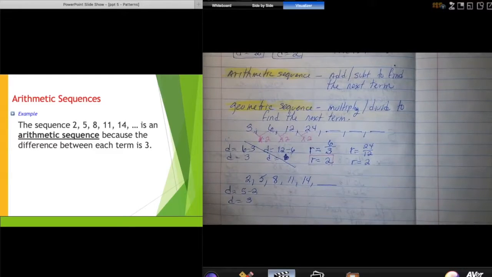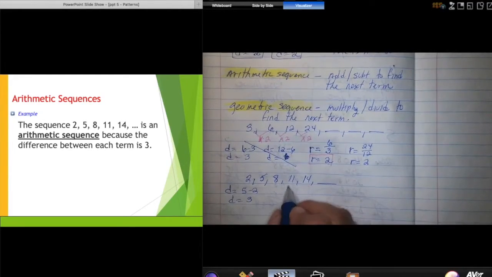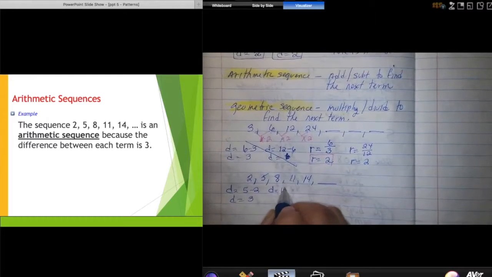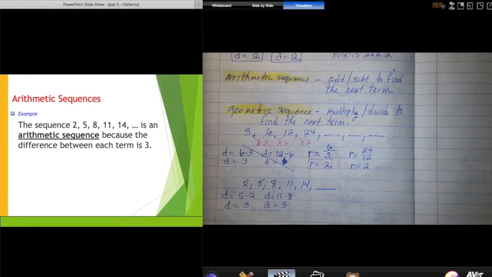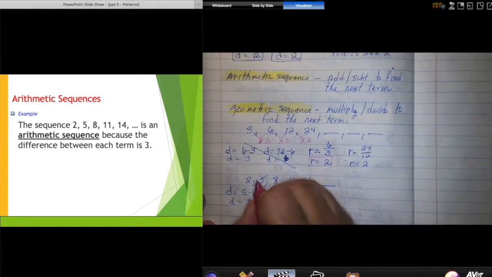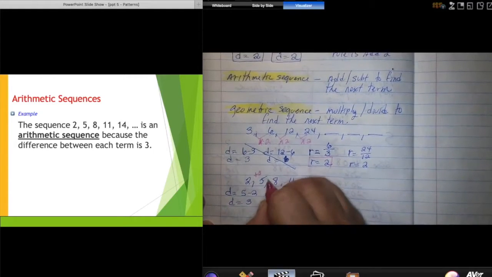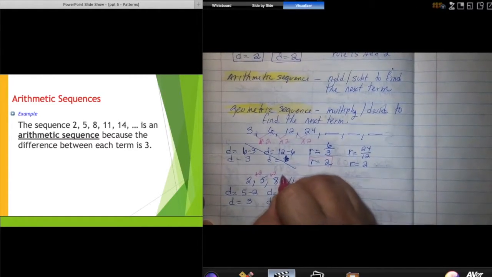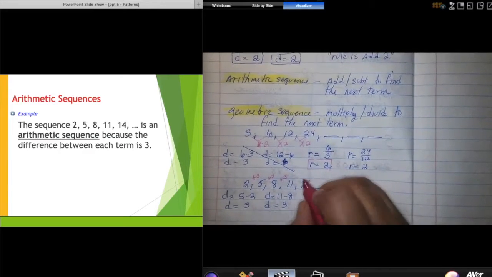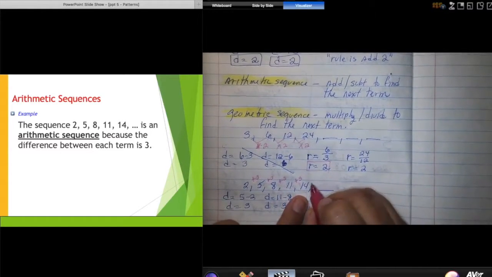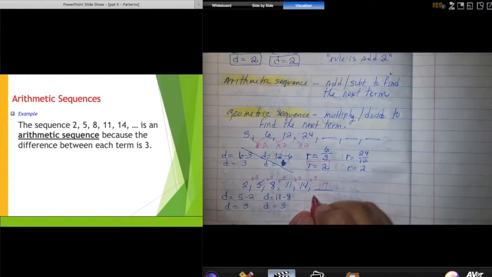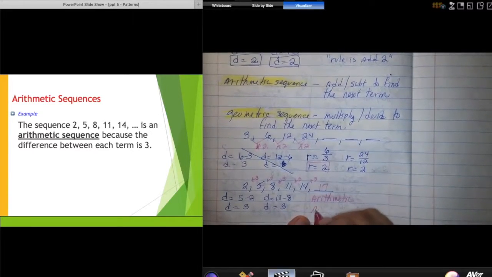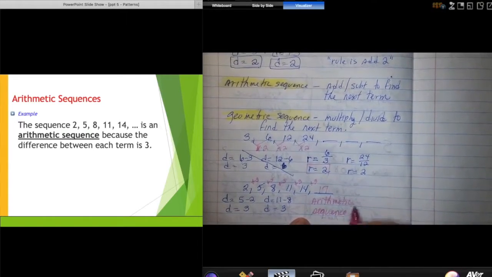Let's test it again in another two sets of numbers. Let's do 11 and 8. 11 minus 8 is 3. So it seems like my pattern, or my rule, is plus 3. So 2 plus 3 is 5. 5 plus 3 is 8. 8 plus 3 is 11. 11 plus 3 is 14. So if I were to find the next number, it would be 17. So this sequence is arithmetic.